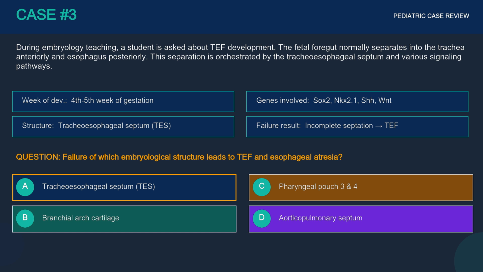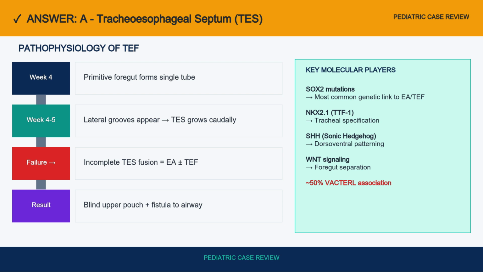The question is, failure of which embryological structure leads to tracheoesophageal fistula and esophageal atresia? Option A, the tracheoesophageal septum. Option B, pharyngeal pouches 3 and 4. Option C, branchial arch cartilage. Option D, the aorticopulmonary septum. The correct answer is option A, the tracheoesophageal septum.